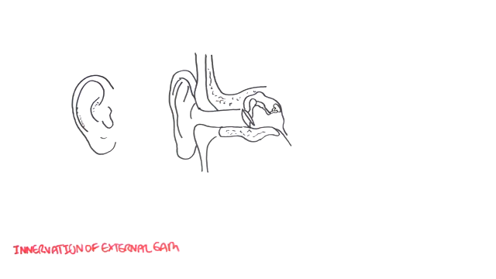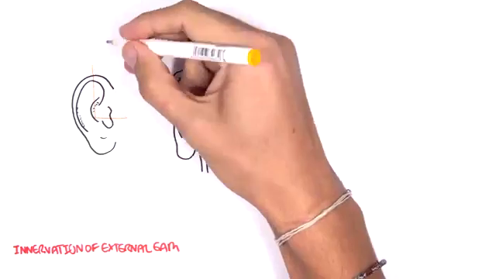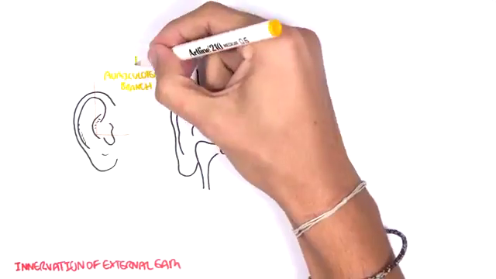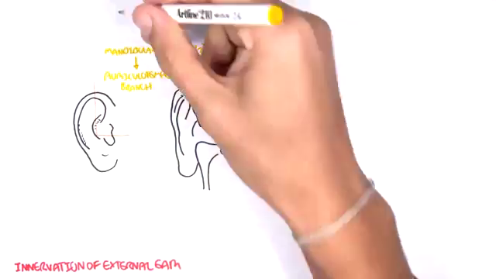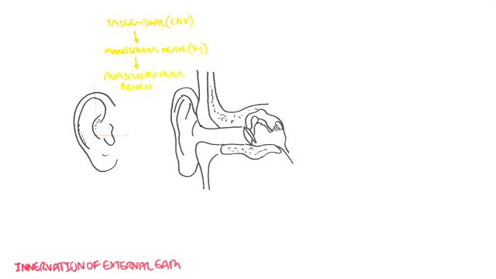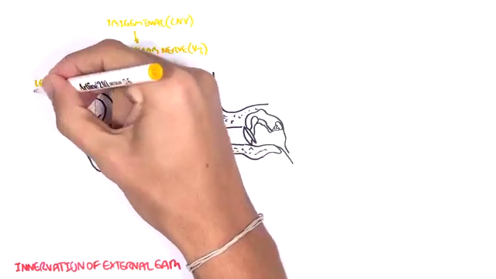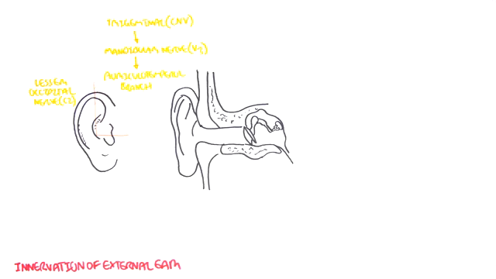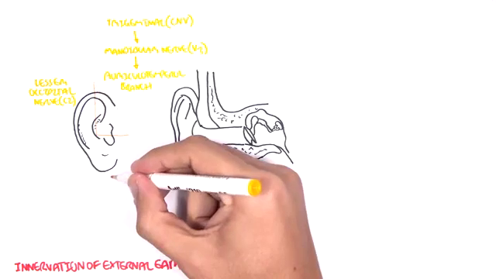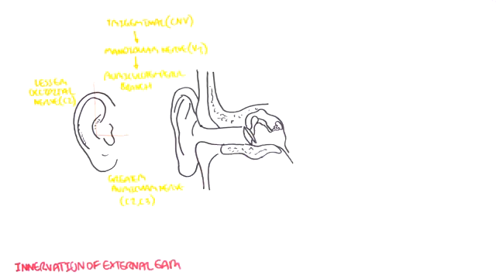So here we have the auricle. There are many nerves innervating the external aspect of the ear, and these are your auriculotemporal branch of the mandibular nerve, V3, which is a branch of the trigeminal nerve, cranial nerve 5. The other parts are supplied by the lesser occipital nerve, which originates from the C2 spinal cord, and the greater auricular nerve, which is from the C2 and C3 spinal branches. There are also auricular branches of the facial and vagus nerves.